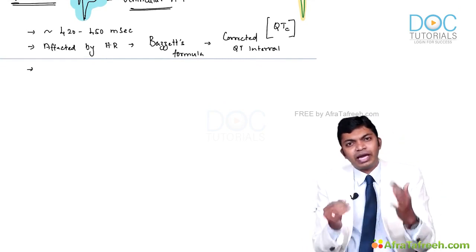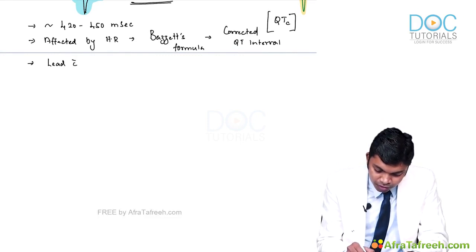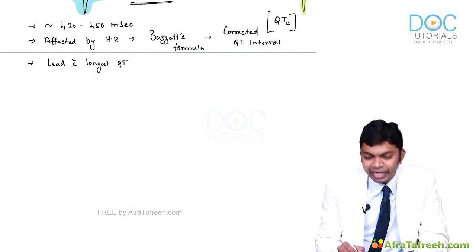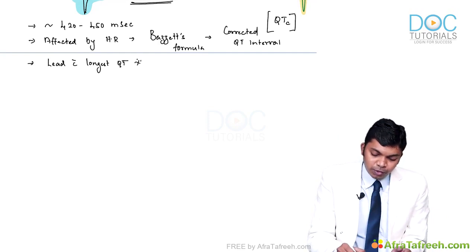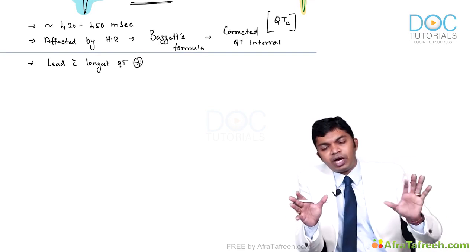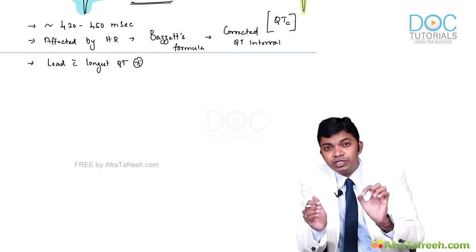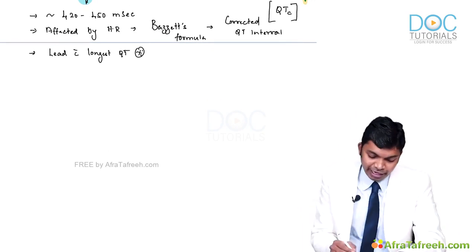Now how to calculate the QT interval? You have to pick the lead with the longest QT interval and find the lead with the shortest QT interval. Always, the lead with the longest QT interval should be taken as the QT interval, doctors. Whichever of the 12 ECG leads shows the longest QT duration should be considered as the QT interval.